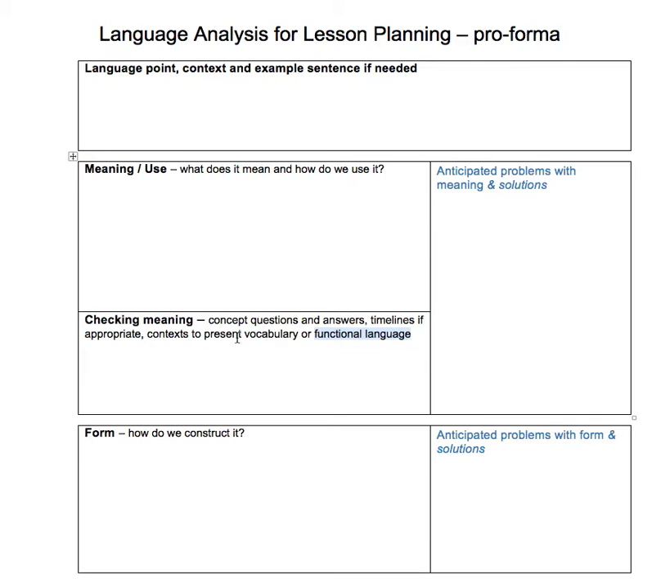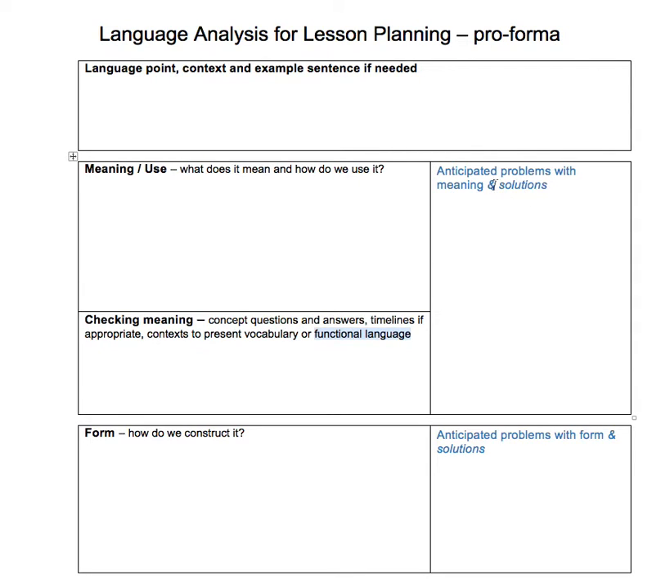The context in which you're presenting the house vocabulary. Is it somebody looking at buying a house? Is it describing their own houses? Is it talking about a dream house? Those are all different contexts in which that house vocabulary could be presented.